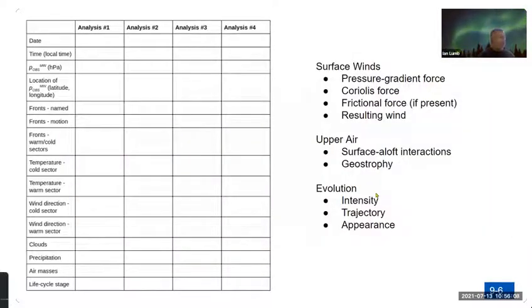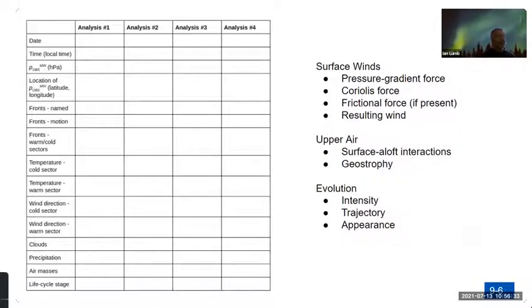Now, I've said a little bit about the intensity of the cyclone. The lower the value of pressure, the more intense the system. This is the same kind of concept that applies to hurricanes. So you may hear people referring to the intensity of a hurricane and speaking about its central pressure.